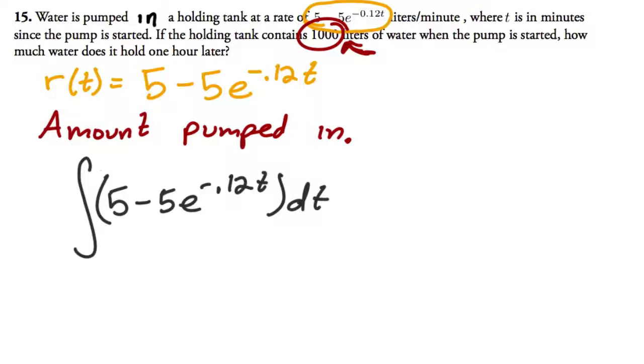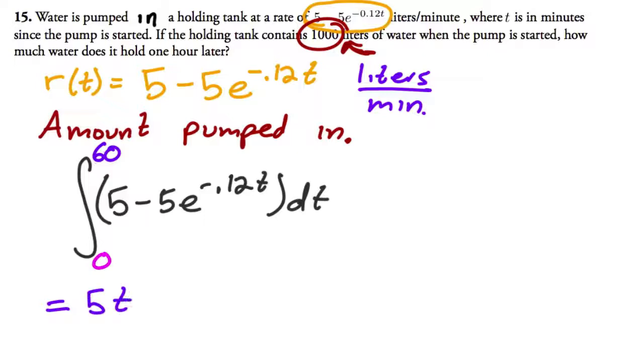Here, it is really important that you do not go from 0 to 1, because you have to make sure you know what the units are. The units for the rate are liters per minute, so these t's represent minutes, and the limits of integration also have to be in minutes. Since it's 1 hour later, that has to be 60 minutes. Then you find the antiderivative, fundamental theorem of calculus.